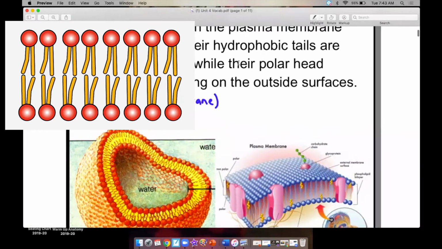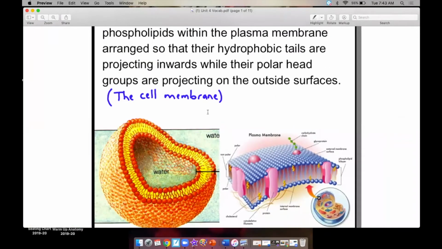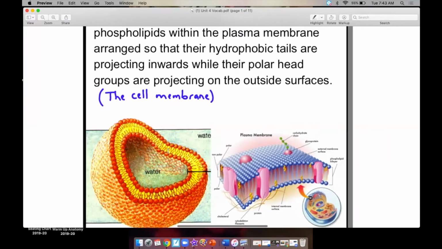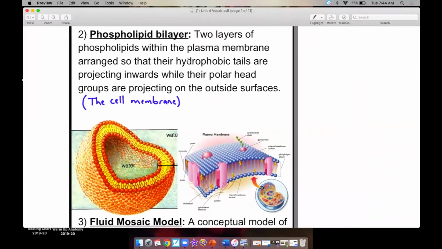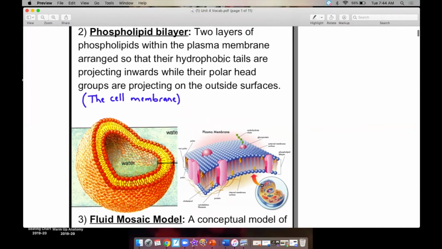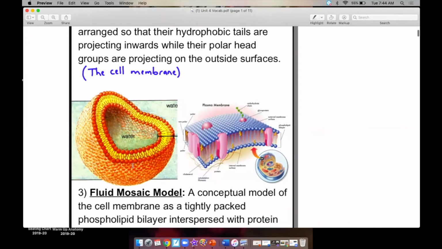Why is that? Because there's water in your body and there's water inside the cells, and the tails do not like the water. So they're hiding in the middle. The heads are okay with water, so they're on the outside. And that's how your cell membrane gets its shape, from hiding from the water. That's what hydrophobic means. Hydrophobic, the tails hate water. And polar means they're okay with water.